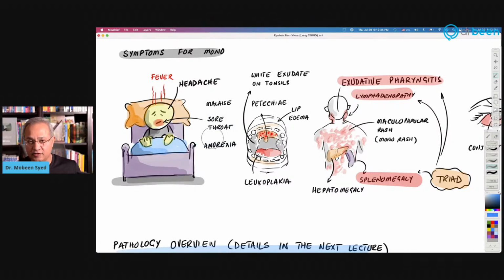There may even be difficulty in breathing because of the swollen lymph nodes and swollen throat and hurting throat and so on. If you look in the throat, you will see white exudates and tonsils. You would see exudative pharyngitis as well. So there is tonsillitis, there is pharyngitis. Then there could be leukoplakia. So a side of the tongue may have white plaques on it. Lip edema may occur as well.